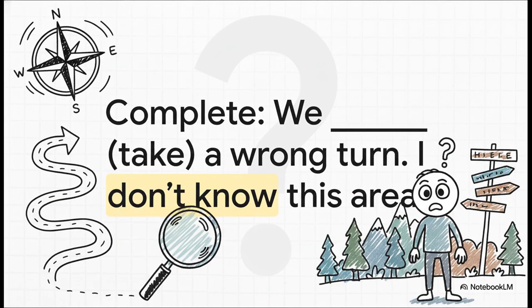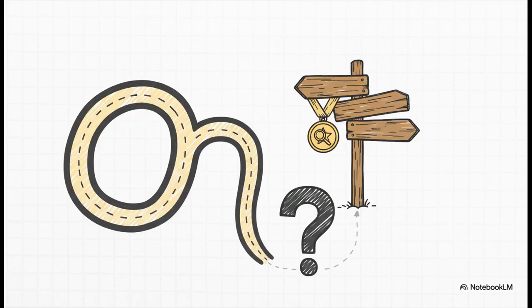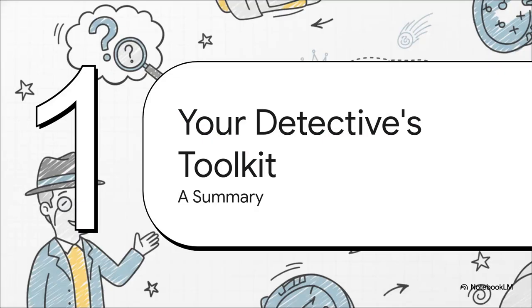Okay, last one. The verb is take. The clue is, I don't know this area. Imagine you're lost. What's the most logical explanation for how you ended up here? What's your best deduction? The solution here is must have taken. Being lost is really strong evidence that you made a mistake, so must is definitely the right choice. And taking a wrong turn is a single action that happened at a specific point, so we use the simple form, have taken. Great work, detective.